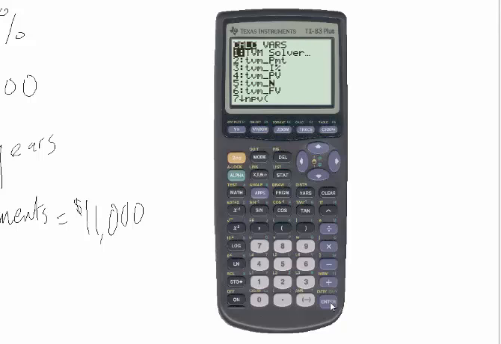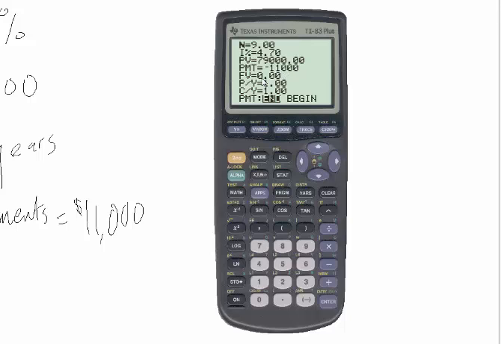finance, hit enter, TMV Solver, right at the top, hit enter. Now here we can enter the information from the problem. So the number of payments is going to be 9. Enter. The interest is 4.7. Enter. PV means present value, so the loan is 79,000. The payments you're making are 11,000, so we do negative 11,000.